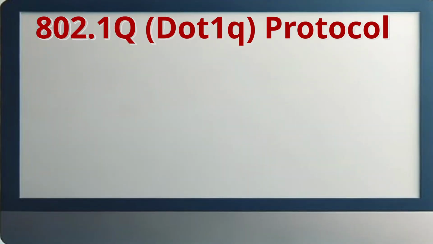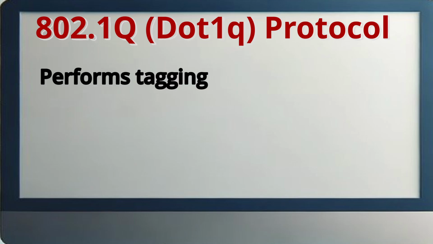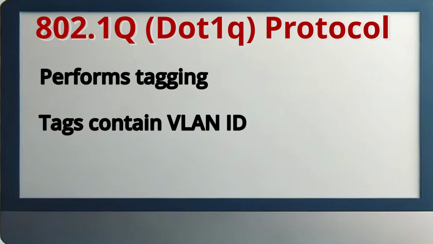The most common protocol used for tagging is 802.1q, which is often shortened to just dot1q. The purpose of tagging is to identify the VLAN the data is either coming from or going to. It inserts a tag into the Ethernet frame that contains the VLAN ID. Let's see how this works.